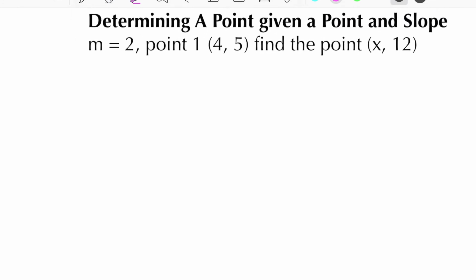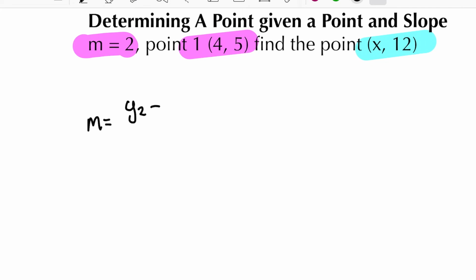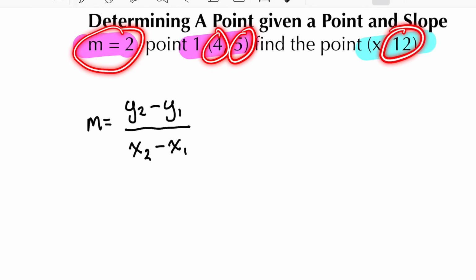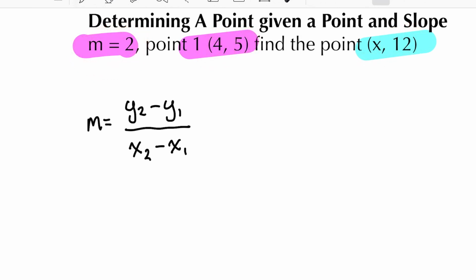All right, but now we've got a little bit different of a situation going on here. We're going to determine a point given a point and a slope. So let's look here. We have a slope of 2. We have a point. We have to find the location of this other point. So let's write out our formula. Slope is equal to y2 minus y1 all over x2 minus x1. Now let's see what we know. In this formula we have 1, 2, 3, 4, 5 variables. So we need to know 4 of them, then we can solve for the other one. Well, we know 1, 2, 3, 4 of them. Here's our 5th one that we don't know.